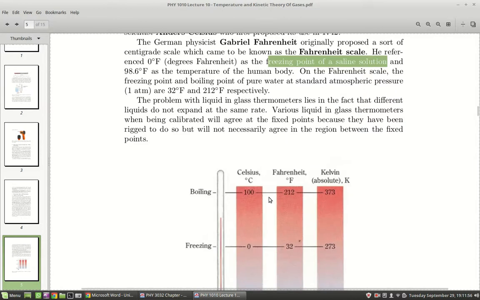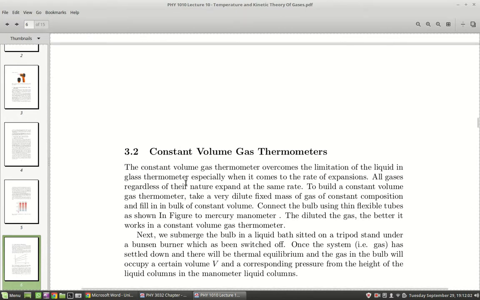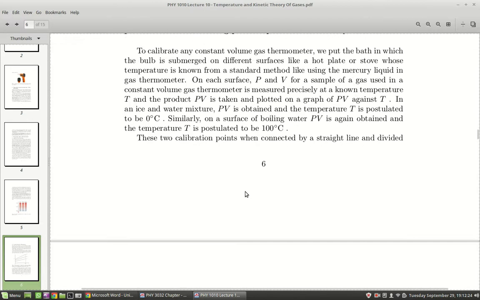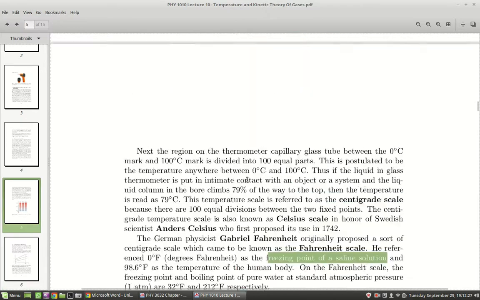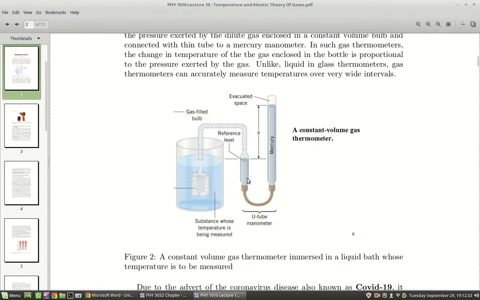Okay. And that brings us to this gentleman here, the constant volume gas thermometer. So basically, in this case, for a constant volume gas thermometer, you have a gas, and this gas is very, very dilute. Then you put this gas in a bulb, then you connect the bulb to some tubes, and those tubes you connect to a manometer, which contains mercury in the tubes. So basically, this is the kind of arrangement you have.